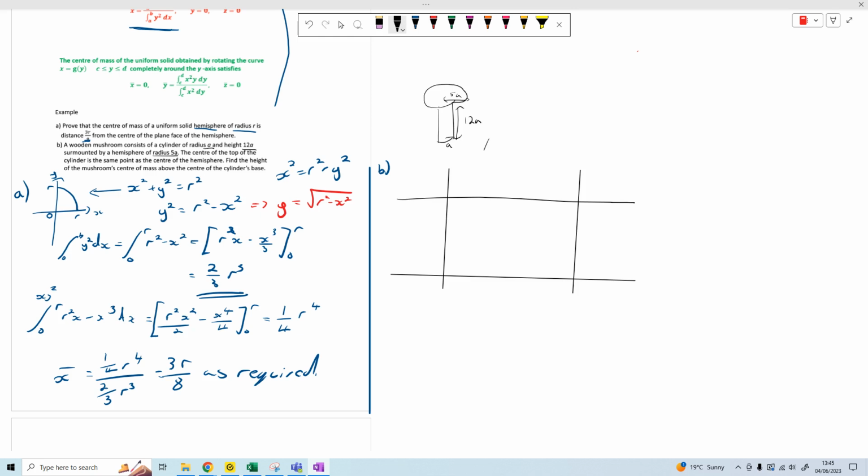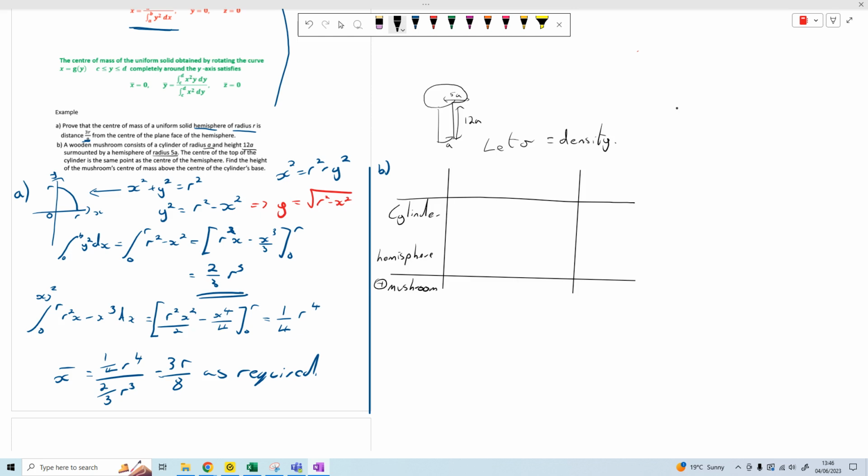Let sigma be the density. Okay, and I could do the other thing. If one was like double, I could choose two sigma and all that kind of thing. So we've got two shapes here. We've got a cylinder, and we have our hemisphere, and then we have the whole shape for the mushroom, which we're going to add these two things together. So I'm going to put a little plus next to it.